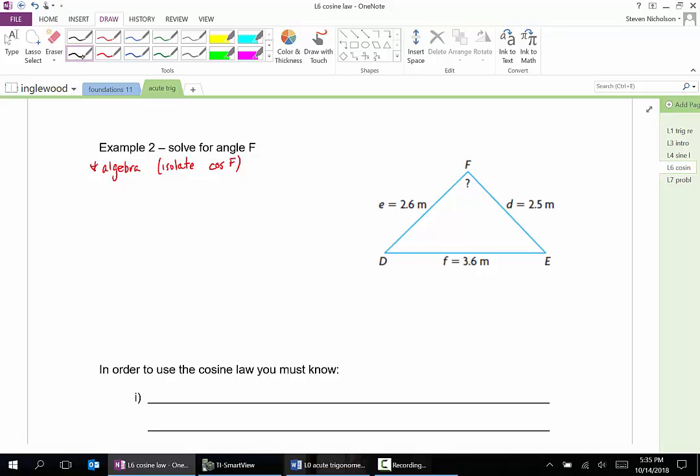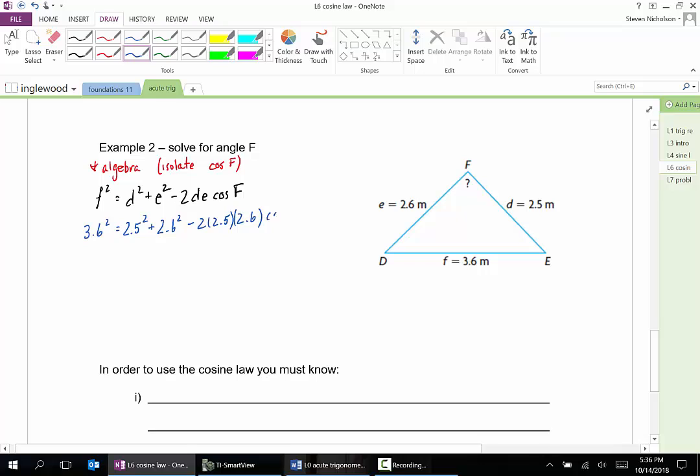So what I'm going to do is use my formula. If I use the letters, I want to figure out big F, so I'm going to have to use the little f squared. Little f squared is equal to d squared plus e squared minus 2 times de cos big F. And I'm simply going to plug in everything I know. So little f is 3.6 squared, little d is 2.5 squared, little e is 2.6 squared, minus 2 times 2.5, 2.6 cos F.